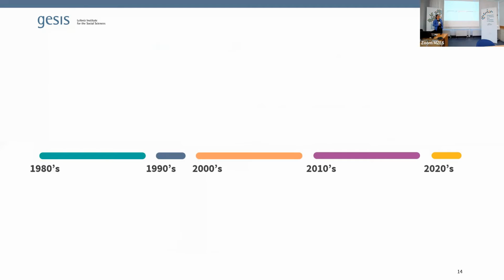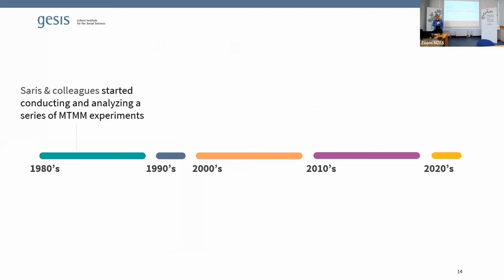But I want to show you that this is something based on a lot of research that already started in the 80s. Saris and colleagues back then started conducting a series of multitrait-multimethod experiments. These are experiments in which you take a survey question and then you change something in the question. For example, the scale: instead of 5 points, you have 7 points, and you see how people respond. You collect the data, and depending on the design, you can estimate the quality of these questions.